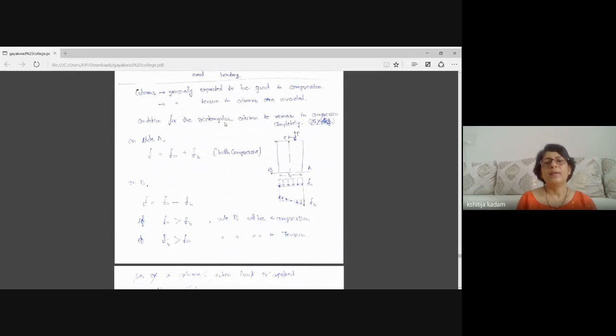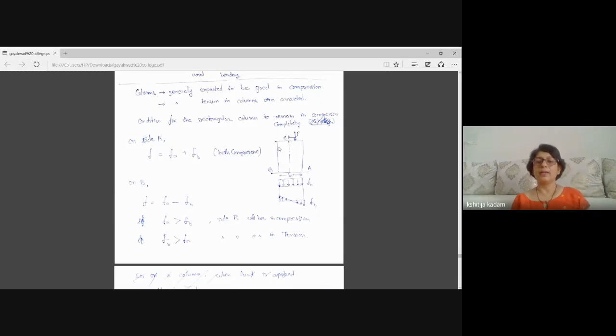The same thing I am explaining here. If there are columns, generally they are expected to be good in compression. But why are they good in compression? That means generally tension in columns is avoided. So what is the condition for a rectangular column to remain in compression completely? No tension will be observed.